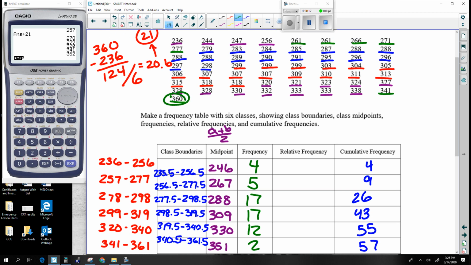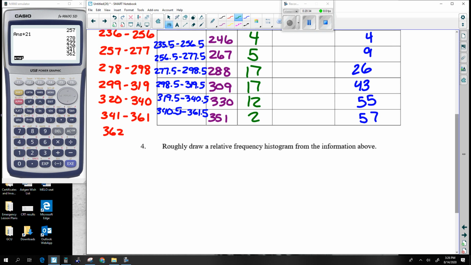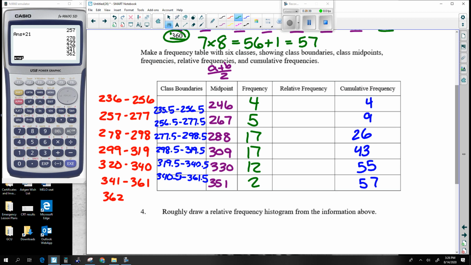Let's hope that there's 57 numbers here. So I'm going to ignore that number just temporarily, and I see that this is 1, 2, 3, 4, 5, 6, 7 deep by 1, 2, 3, 4, 5, 6, 7, 8 wide. So that's 56 plus 1 makes that 57. So there should be 57 numbers, and haha, they're all accounted for. There are 57 numbers. So again, I'm matching that up with the very last cumulative frequency.